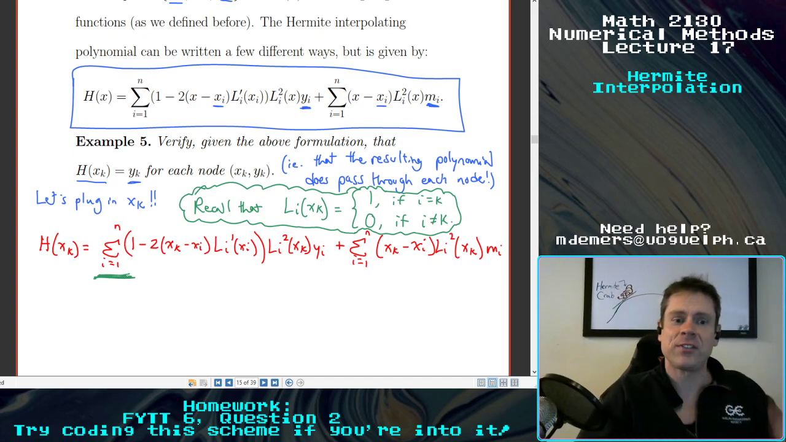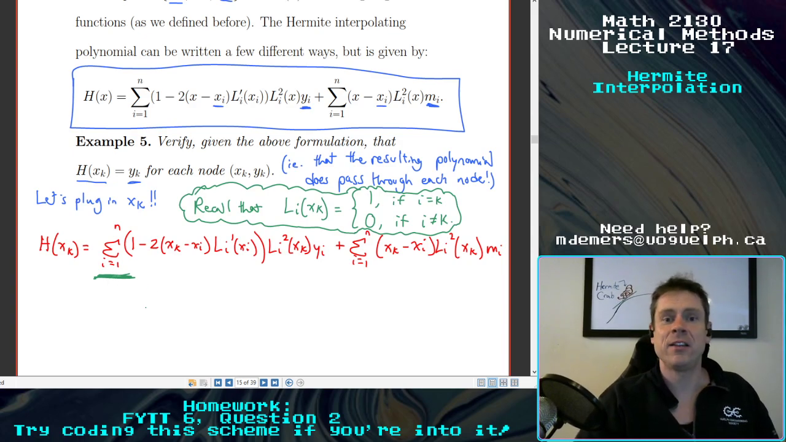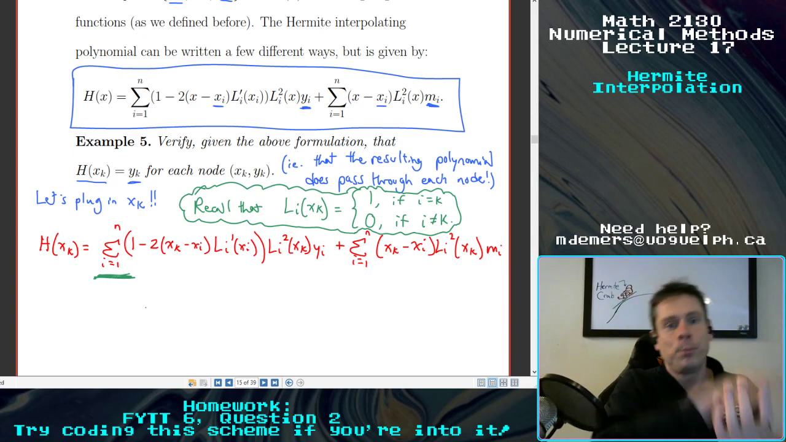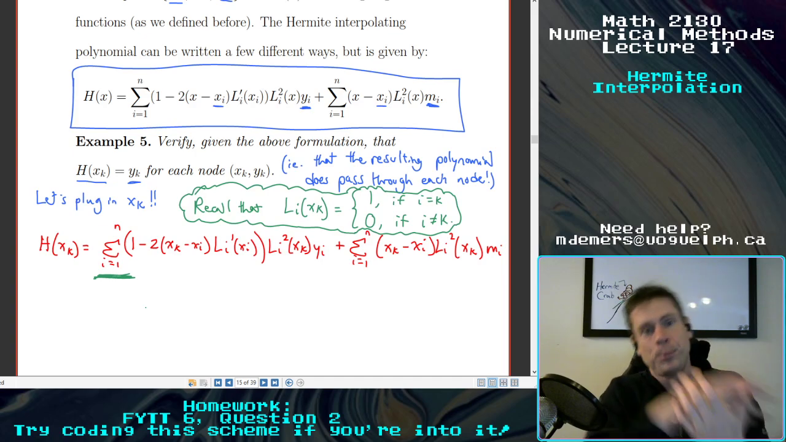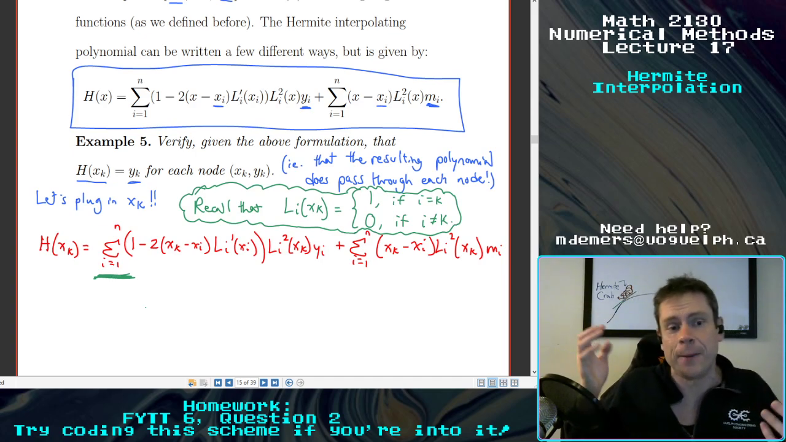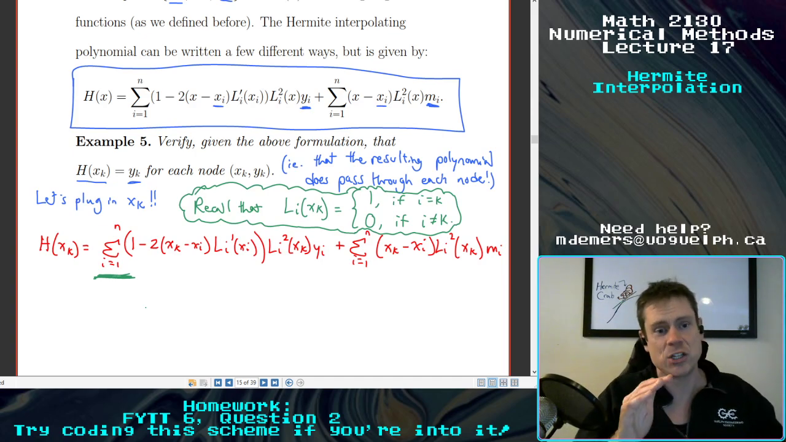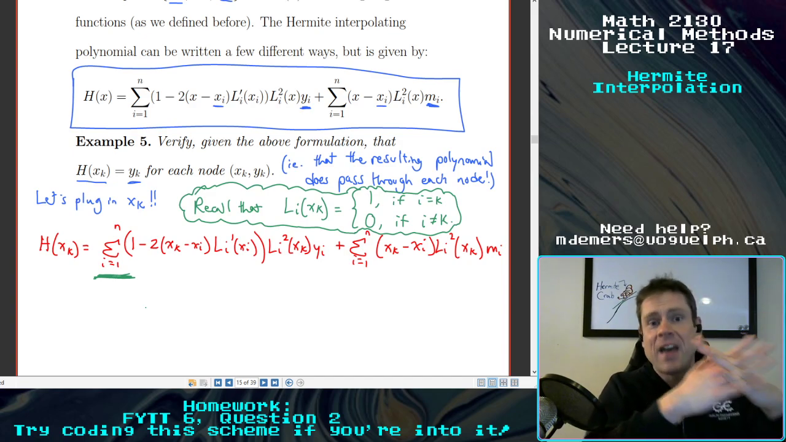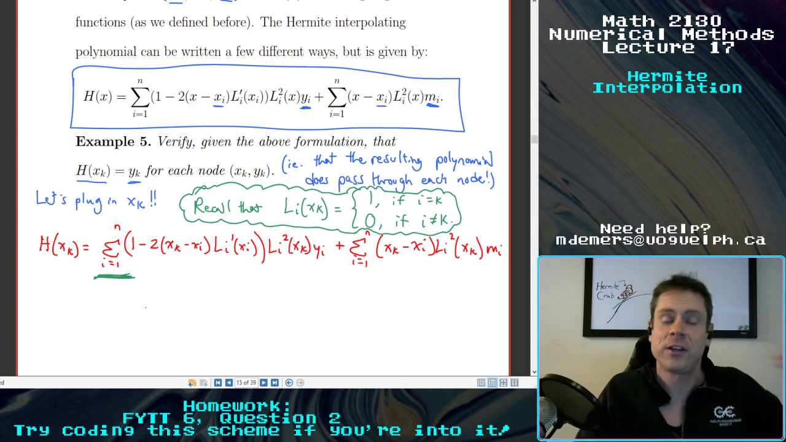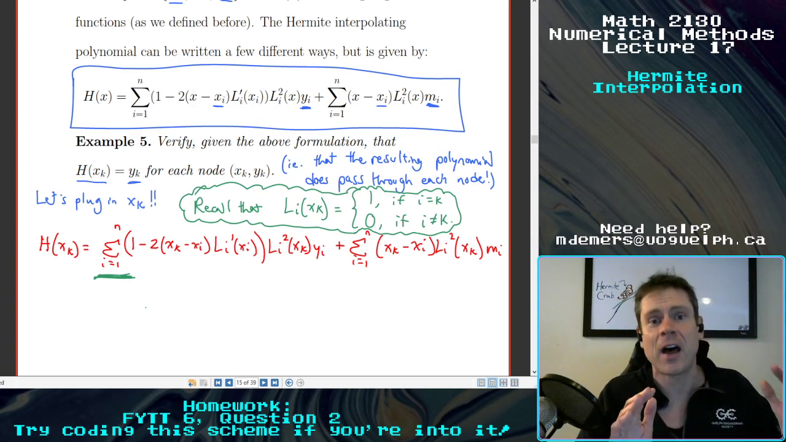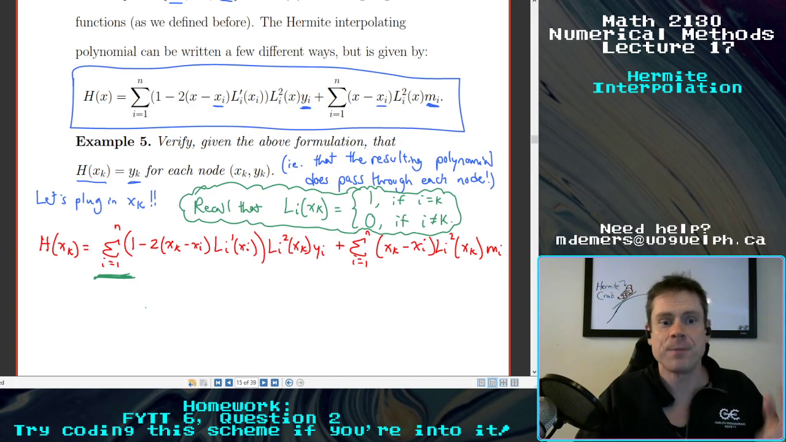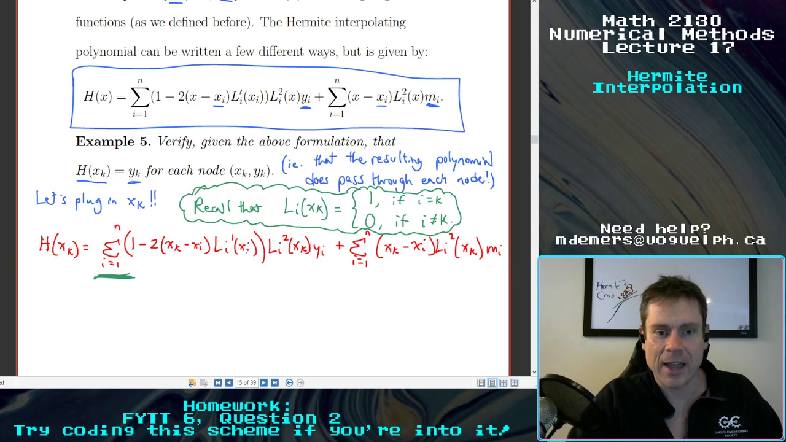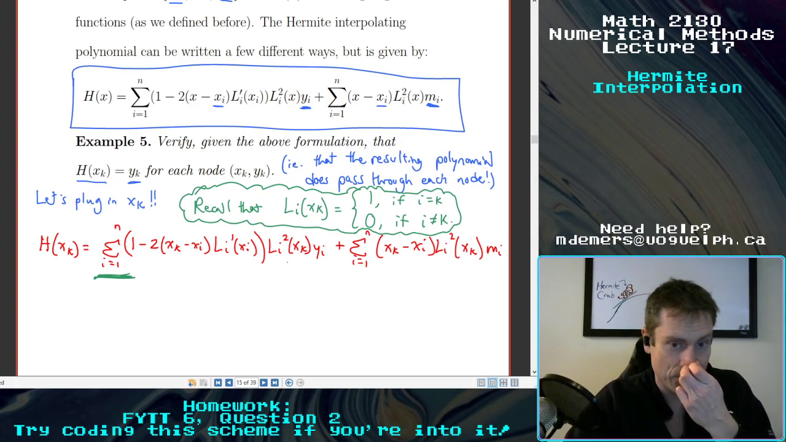So if I go through this sum one value at a time, that is plug in i equals 1, plus plug in i equals 2, plus plug in i equals 3, all the way through to n, at some stage, the i is going to equal the k, right? I'm going to get to that node that I'm interested in, and i is equal to k. For all of the other values of i, though, they're not going to match. So I want to think about that: Li of xi, Li of xk, that's what I want to look at here.